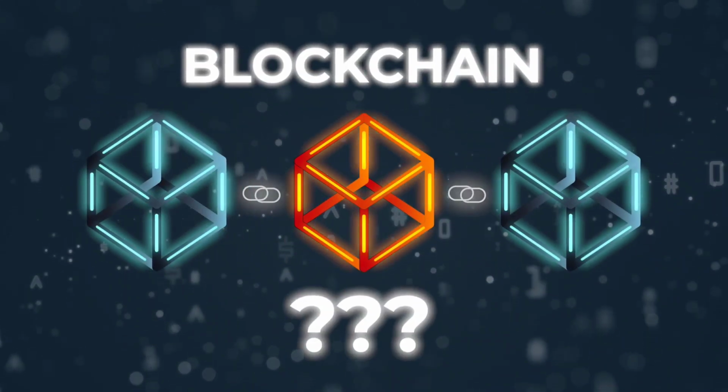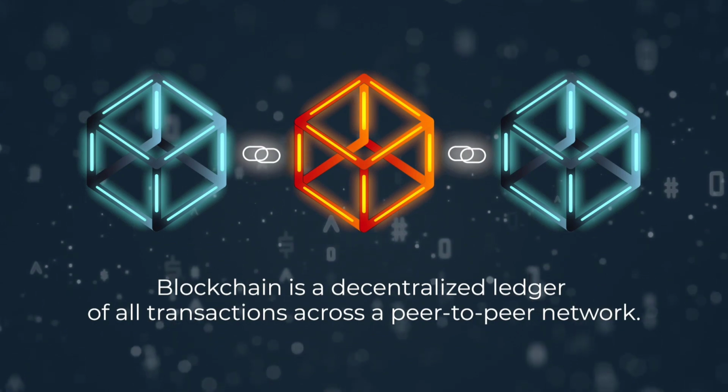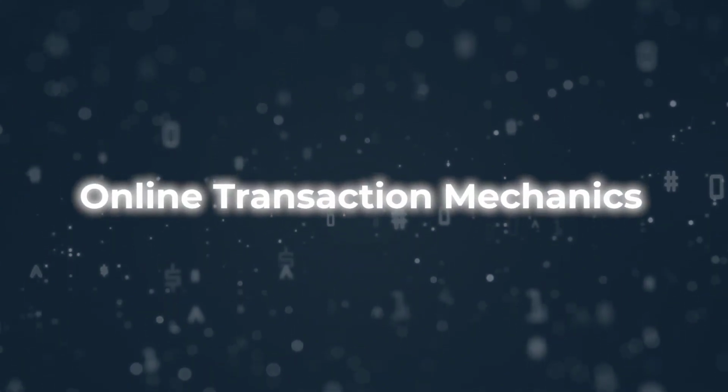What is blockchain? Blockchain is the decentralized ledger of all transactions across a peer-to-peer network. Wait, what? Okay, let's take a step back. How does an online transaction work mechanically?